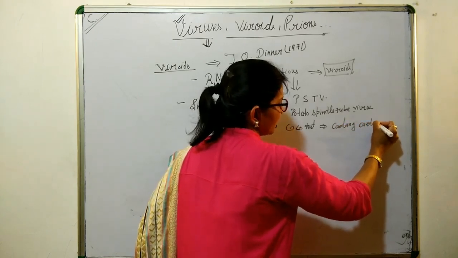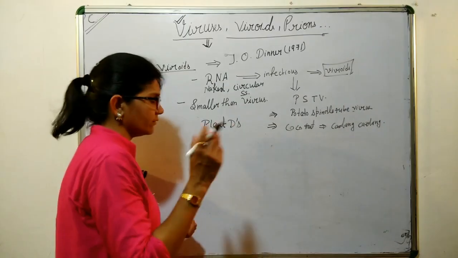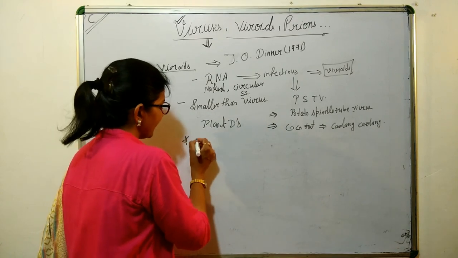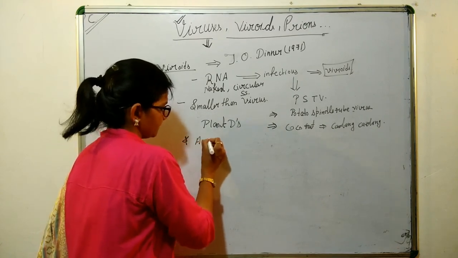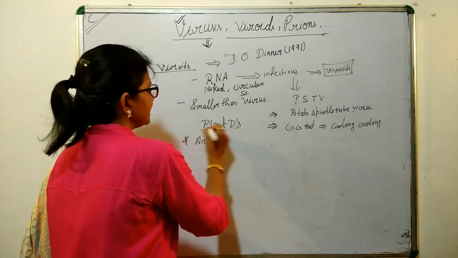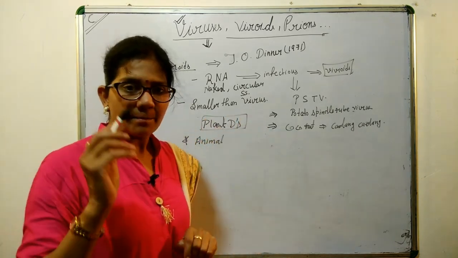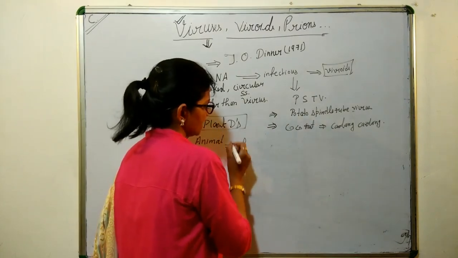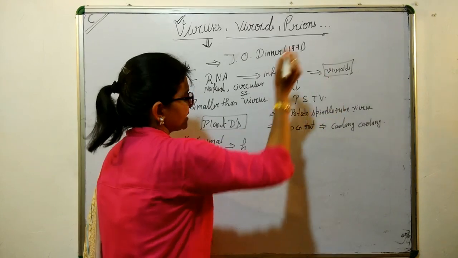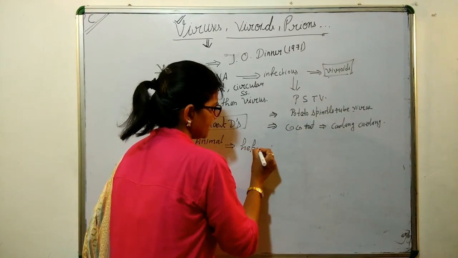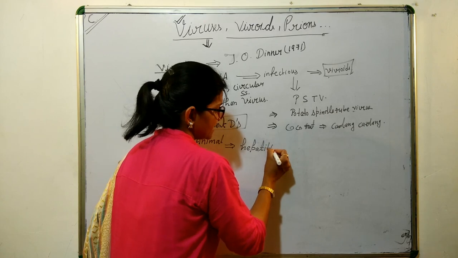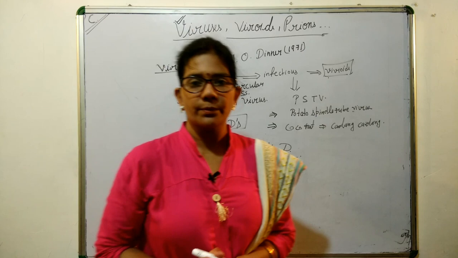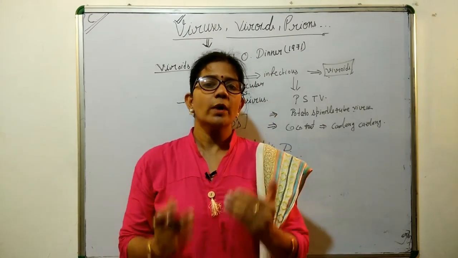In the same way, there is one more disease in plants, which is in tomato also. But an important thing is that in the case of animals, mostly they cause plant diseases, but there is one exception in animals. The disease caused by viroids is hepatitis D. This is the important thing to know. So it was about the viroids.